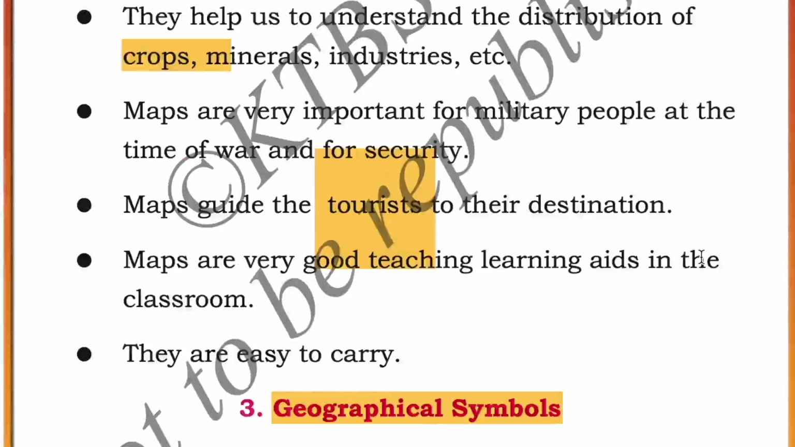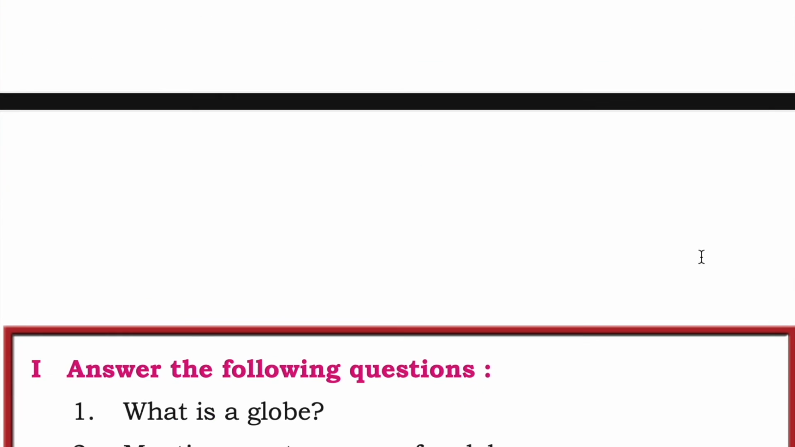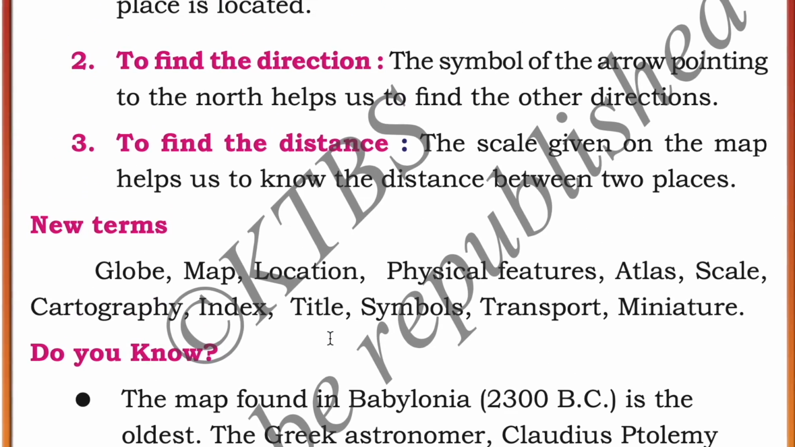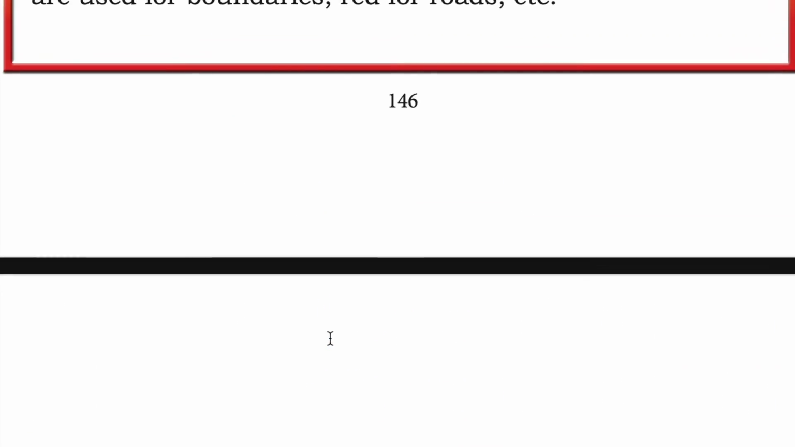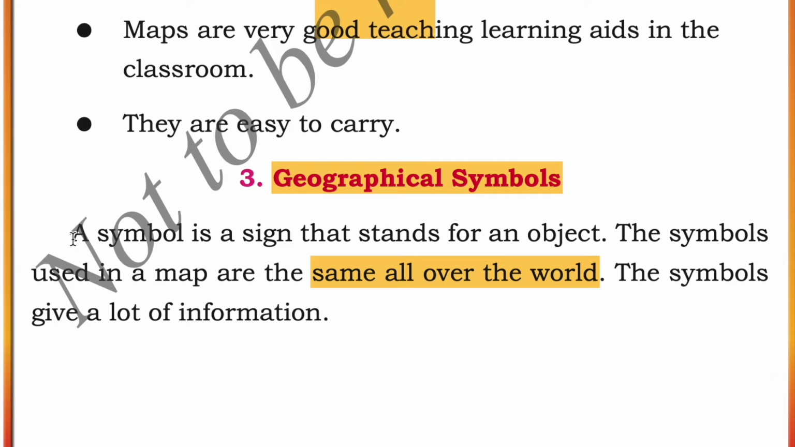The next question, which question number is it? I think it's 7. No, it's 8. What are the geographical symbols? We just learnt about the different geographical symbols. We have the answer over here. A symbol is a sign that stands for an object.